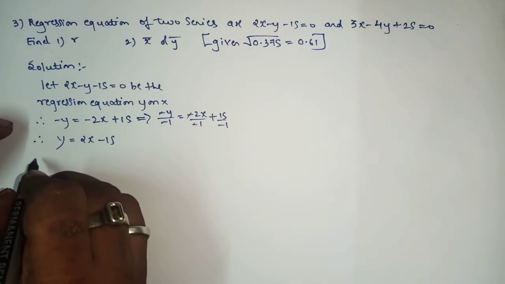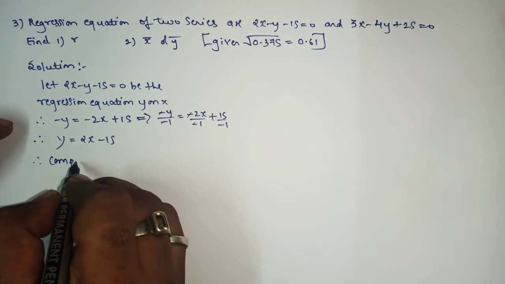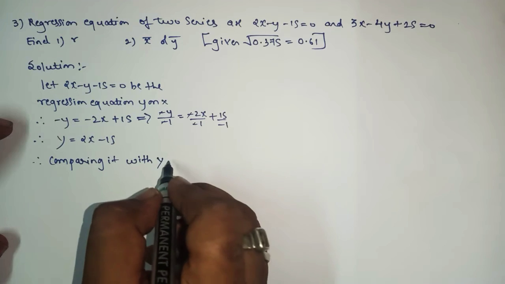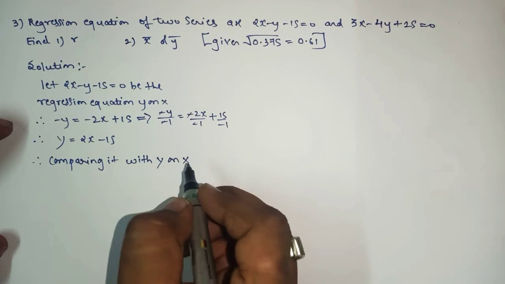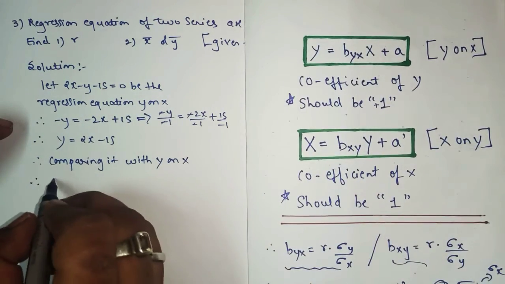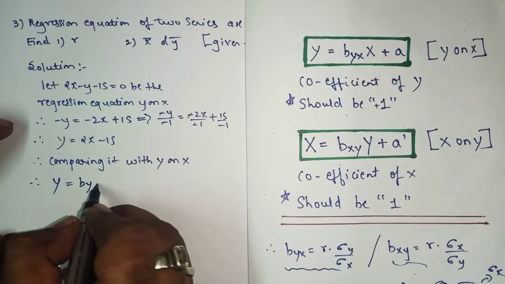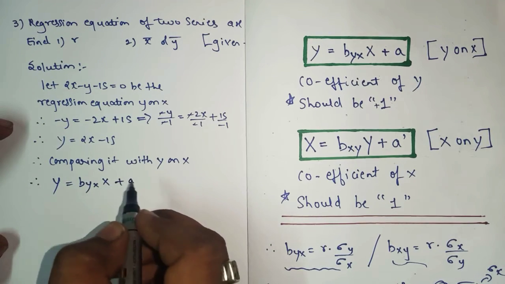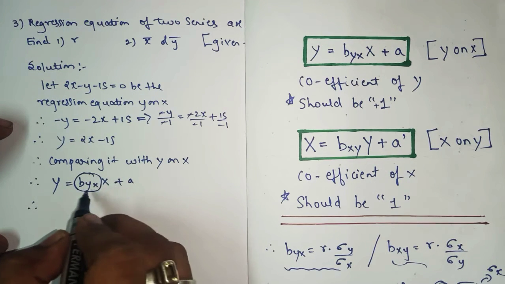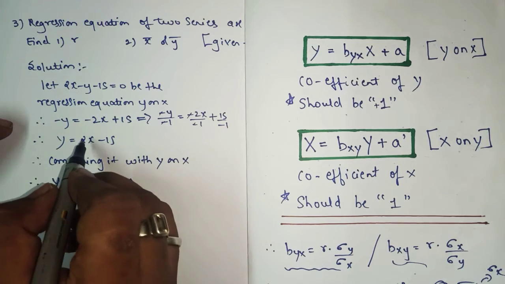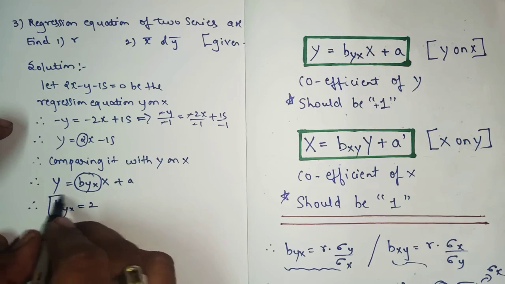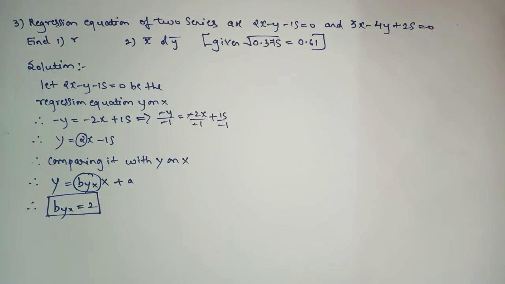After that, as we know, we'll compare this with y on x. So what is y on x? y on x is y equals byx x plus a. So therefore clearly we can see that the coefficient of x is known as byx. So here it is 2. So the value of byx is 2.